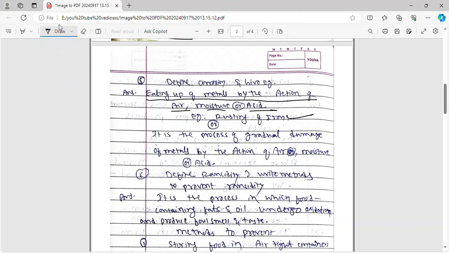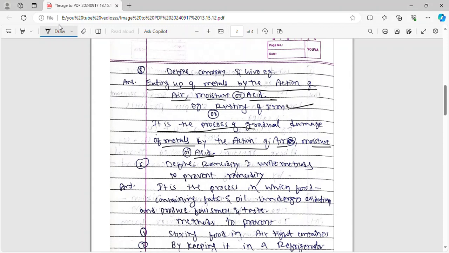Is it clear now, everybody? Yeah, rancidity is also in the same chapter. Yeah, correct. Or you can write this definition: it is the process of gradual damage to the metal by the action of air or moisture or acid. So this is the corrosion definition. For the example, you can write any one. I told you a few examples.